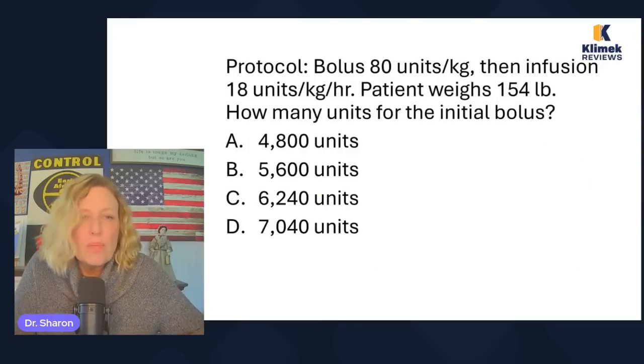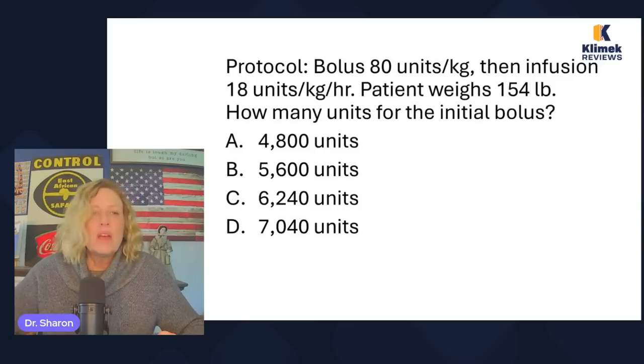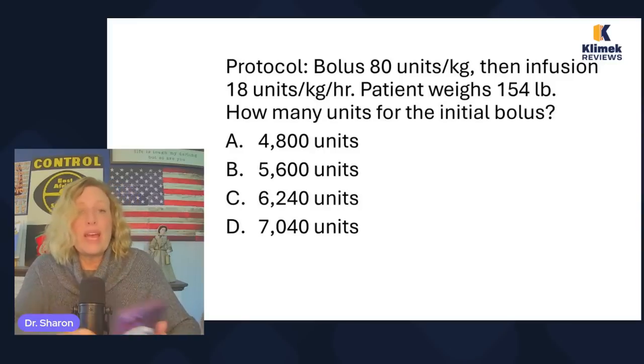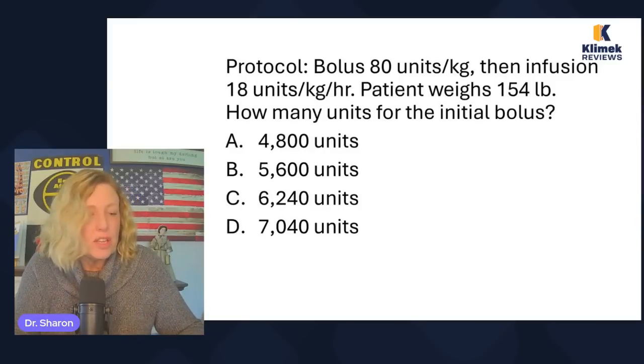Okay, here's a protocol. Bolus 80 units per kilogram, then infuse 18 units per kg per hour. Patient weighs 154 pounds. How many units for the initial bolus? All right, so this is a bolus question. So 80 units per kg. So they weigh 154 pounds. So we have to convert that to kg. So 154 divided by 2.2.